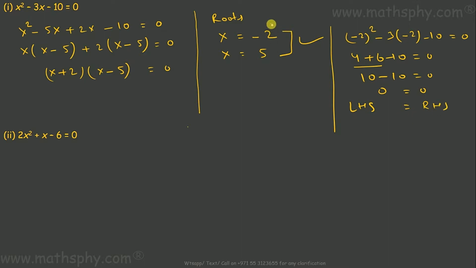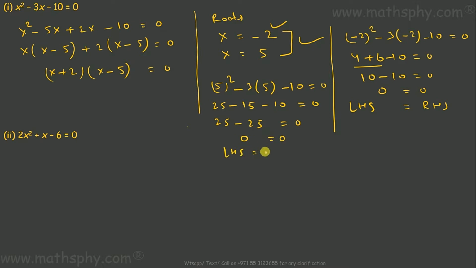So negative 2 is justified. Let's take 5 now. So this would be 5 squared minus 3 into 5 minus 10 equals 0. 5 squared gives you 25, minus 15, minus 10 equals 0. So 25 minus 15 minus 10 gives you 0. This is 0 equals 0, meaning left hand side equals right hand side. So 5 is also justified. So roots for this equation would be negative 2 and 5.